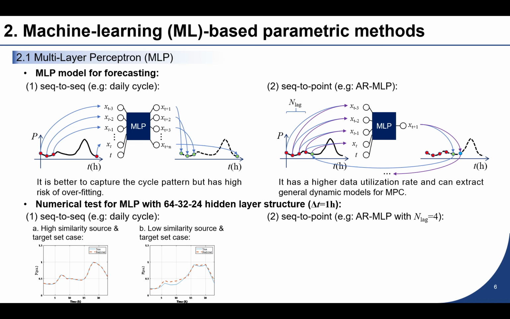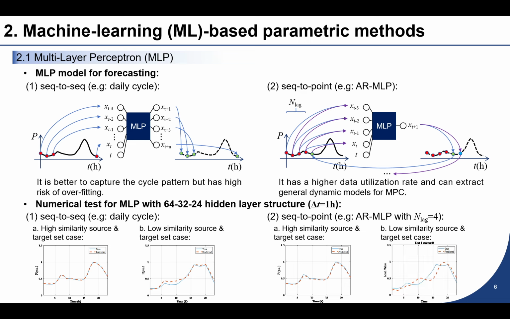For the sequence-to-point case, similarly, the performance is good when the source and the target datasets are highly similar, while it degrades in the low similarity case and can even be slightly worse than the sequence-to-sequence model. Nevertheless, this approach is well suited for scenarios with limited training data and for MPC applications.